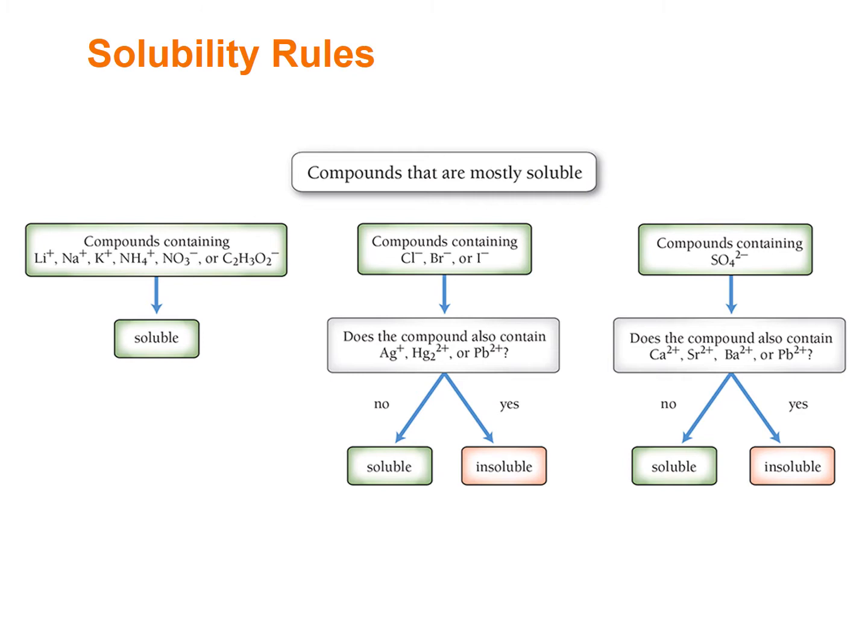So let's say that we were dealing instead of sodium with silver chloride. Well, we've got a compound with chlorine, so we're going to go to the next box, and yep, we've got silver right there. So we would have to answer yes, and then we would find out that we're dealing with something that's insoluble. It follows the same way with the sulfate ion. If your compound contains sulfate, you have to ask yourself, does it also contain any one of these? Calcium, strontium, barium, lead 2 specifically. If the answer is yes, then you're dealing with something that is insoluble. If the answer is no, then your compound will be dissolved in water.